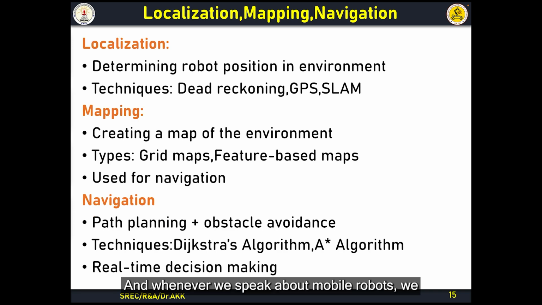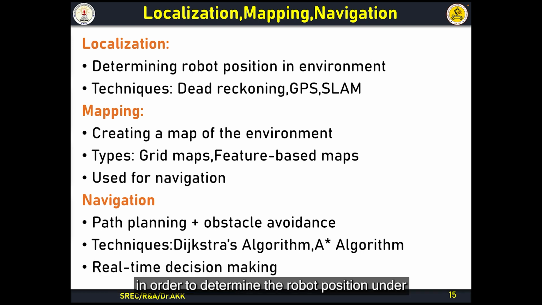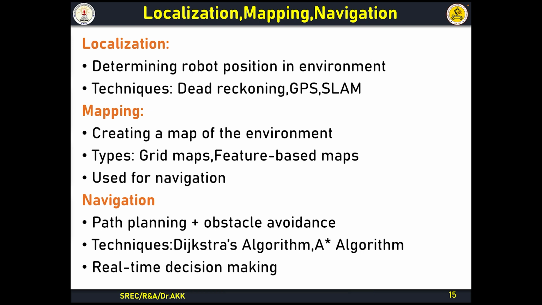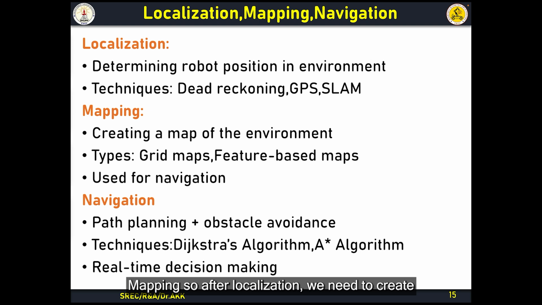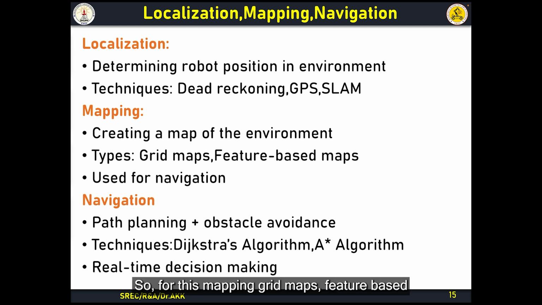And whenever we speak about mobile robots, we must know about localization, mapping, and navigation. So localization is determining the robot position in its environment. Dead reckoning, GPS techniques, and sometimes SLAM algorithms, simultaneous localization and mapping algorithms, are used in order to determine the robot position under the aspect of localization. Mapping: after localization, we need to create a map of the environment. For this mapping, grid maps and feature-based maps are used. And basically these maps are used for the navigation aspect.